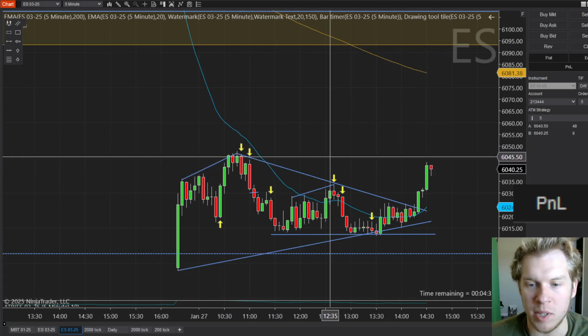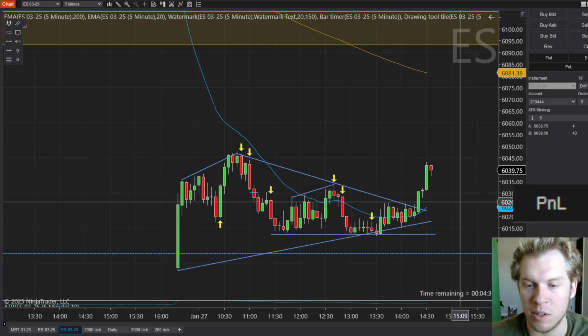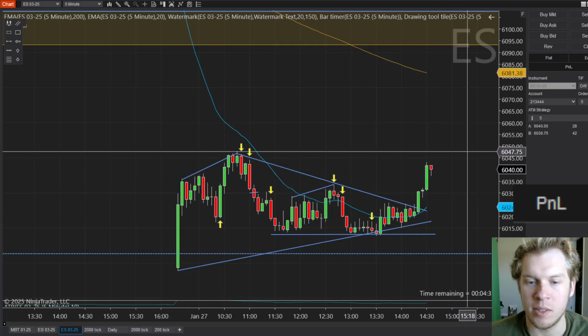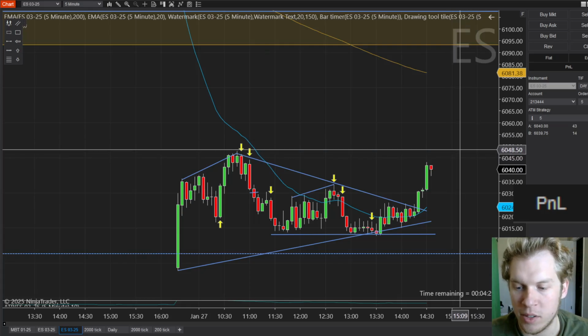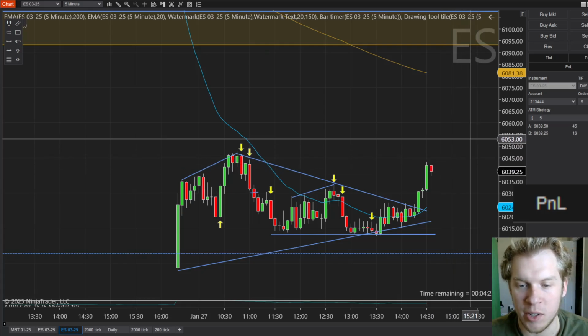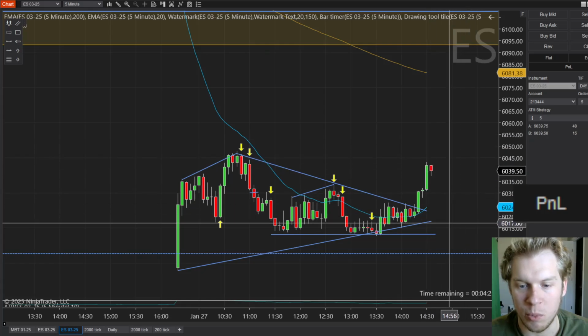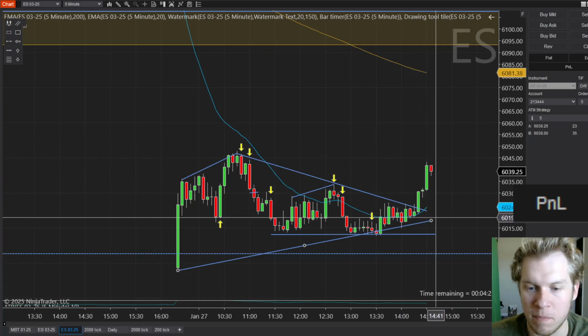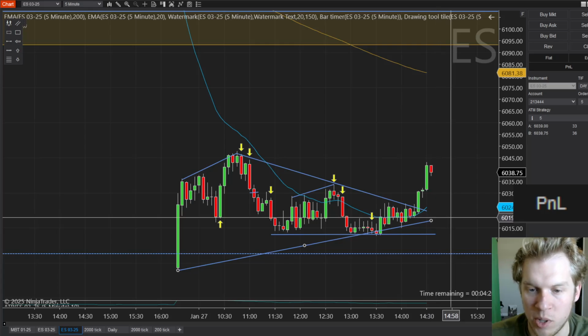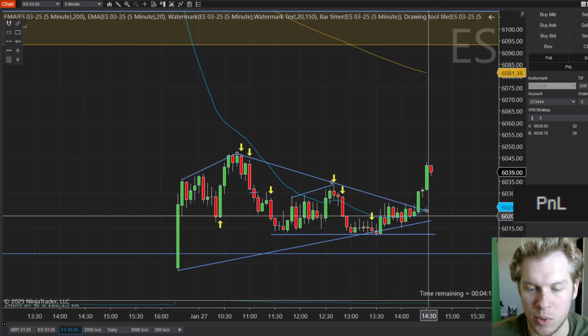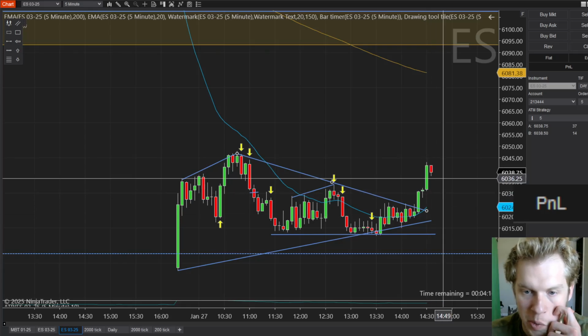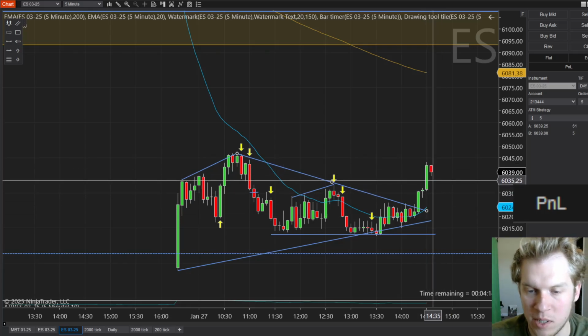it'll fail to break out above this and try to test lower. Even if it does make its way up a bit in the last couple hours here today, I think tomorrow we'd be looking at it testing back down to this 6,020 area where the apex of this triangle has formed. So that's something interesting to continue to monitor.